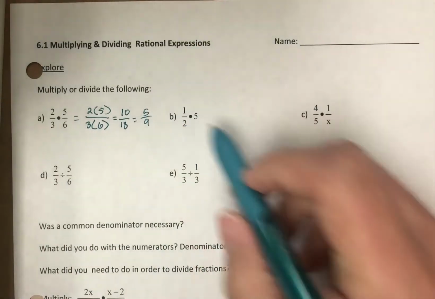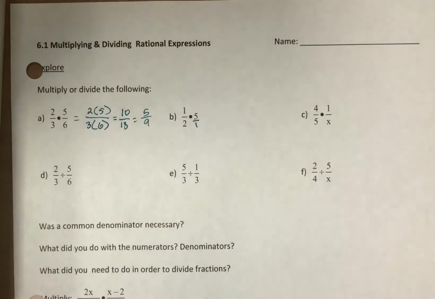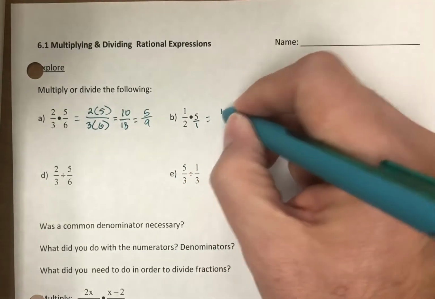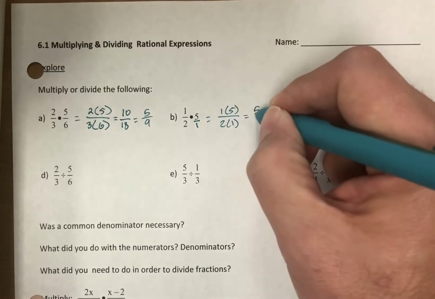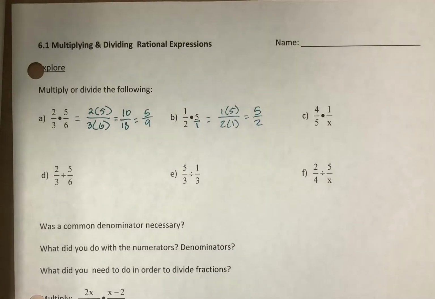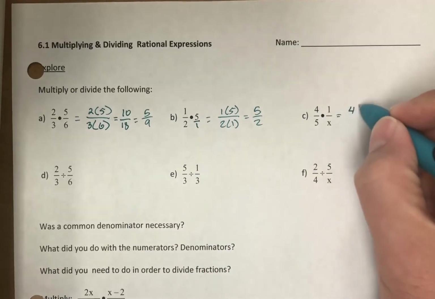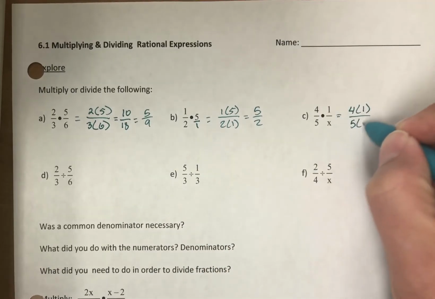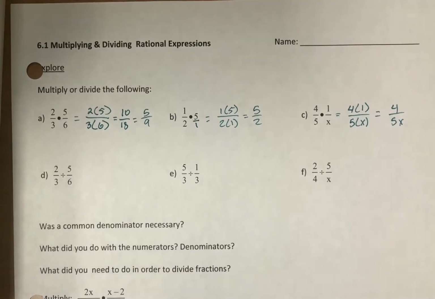Here, if we have a fraction divided by a whole number, we make this whole number a fraction by putting it over 1. And again, 1 times 5 over 2 times 1 gives me 5 halves. So that's just common. When we multiply, we just go across the top and multiply across the bottom, and then we get our answer.